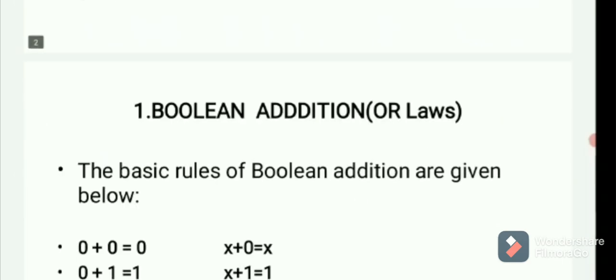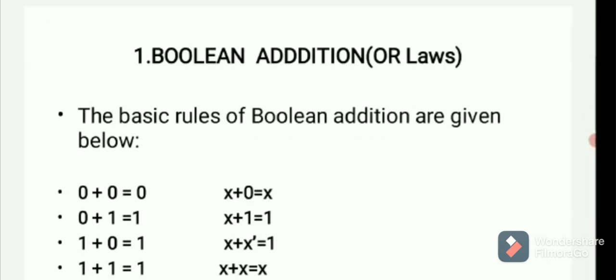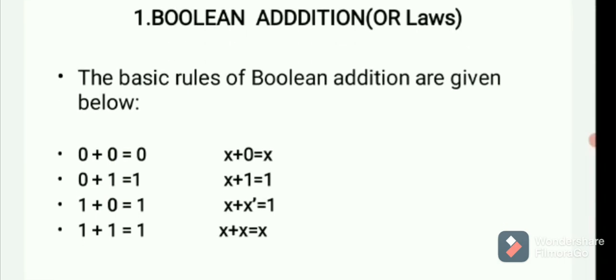Next, Boolean addition. There are different laws of Boolean theorems. First of all, the Boolean addition or OR law. The basic rules of Boolean addition are given as 0 OR 0 equals 0, 0 OR 1 equals 1, 1 OR 0 equals 1, 1 OR 1 equals 1. It is the same as the truth table of the OR gate.